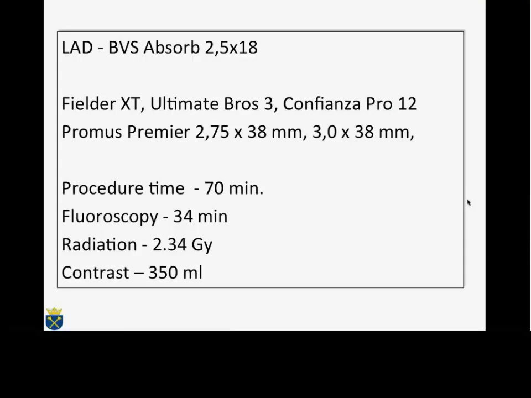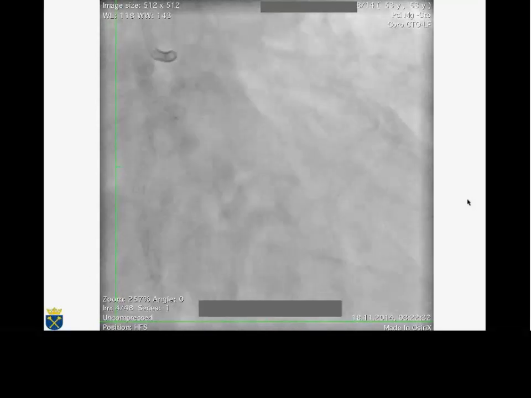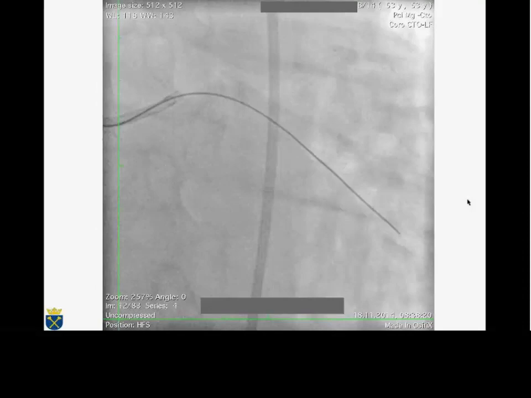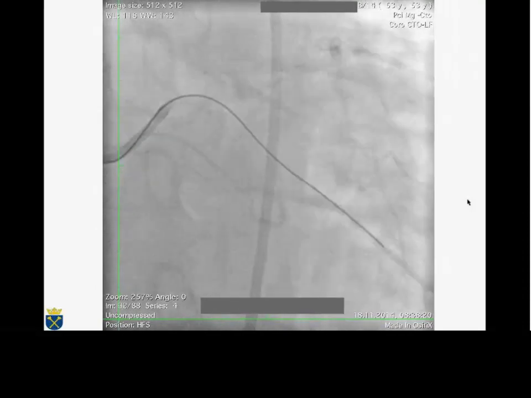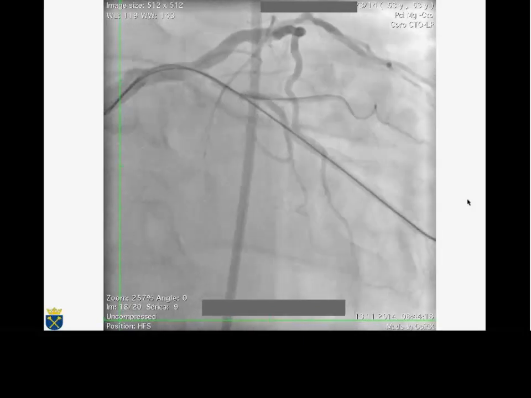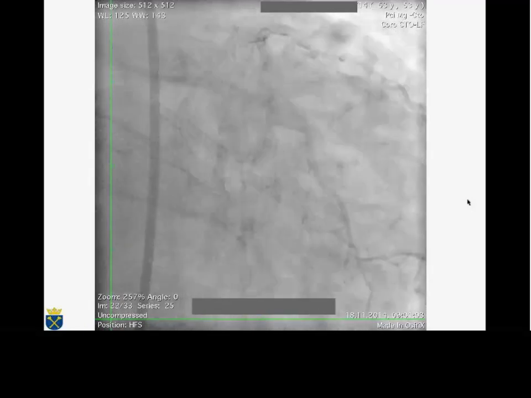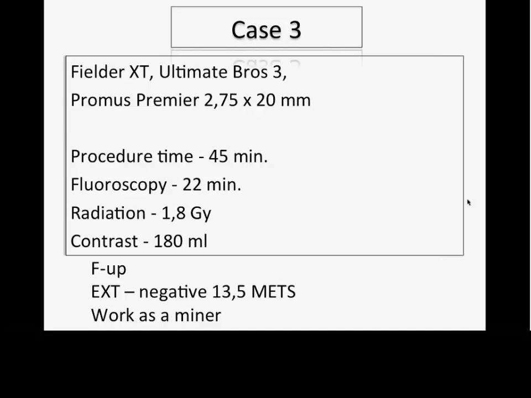The procedure: 70 minutes, 34 minutes of fluoroscopy, 2.4 grays, 350 milliliters of contrast. And after 2 or 3 weeks, I admitted the patient for the CERC opening. It was very easy with a single wire. I wired, of course, the marginal branch during the stenting to preserve this wire, and this is the result of the stenting of CERC. This procedure took no longer than 45 minutes.